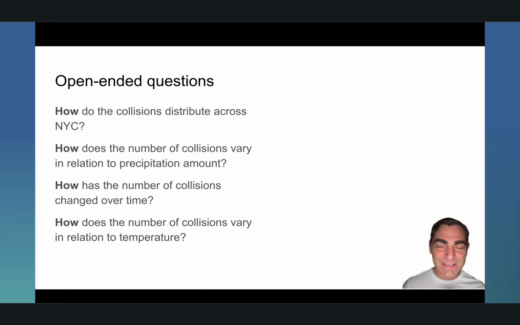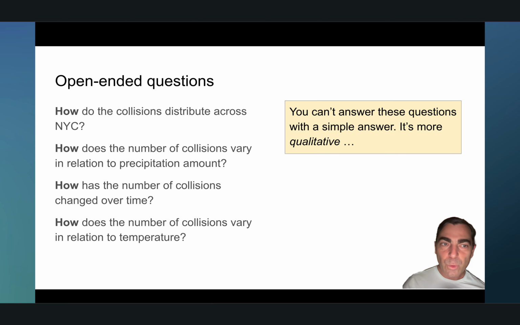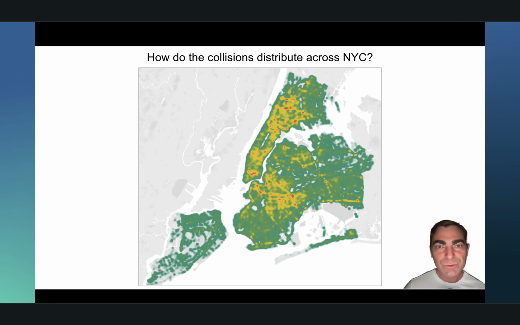So I designed these questions in a way that they match really, really well with the other questions, but instead of being closed-ended, they are open-ended, right? And what all of these questions have in common is that you cannot answer them with just a simple answer. It's more qualitative. So let me give you a couple of examples. How do the collisions distribute across New York City? Well, when I show you a visualization like this one, you can start understanding the answer to this question, but the answer to this question is not one single number, right? It's qualitative. It's not necessarily quantitative.